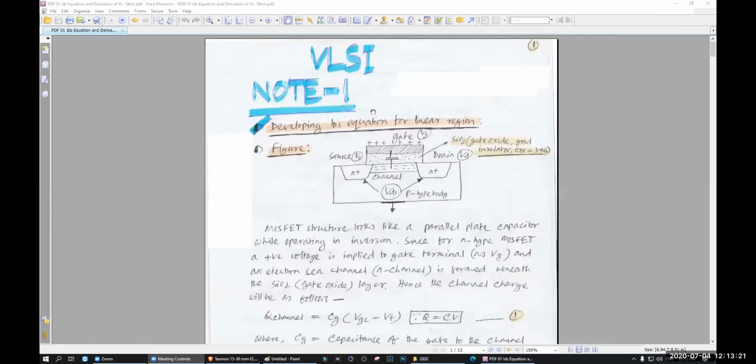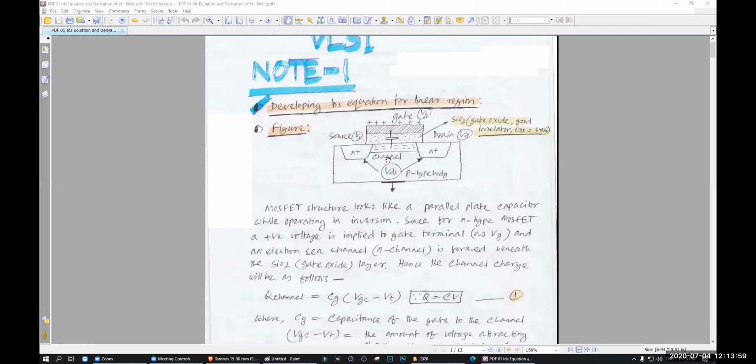Okay, let's start. So today we will be developing the IDS equation. That means IDS equation means current between drain to source equation, for linear region. So we all know the MOSFETs or the transistors have three regions. One is cutoff, another one is linear, another one is saturation. Cutoff means zero, straight away the current is zero. So the equation we know, right? IDS is equal to 0 for cutoff. But for linear, it will change. So today we will be developing the linear region equation.